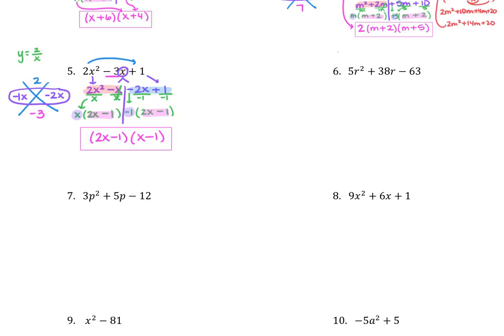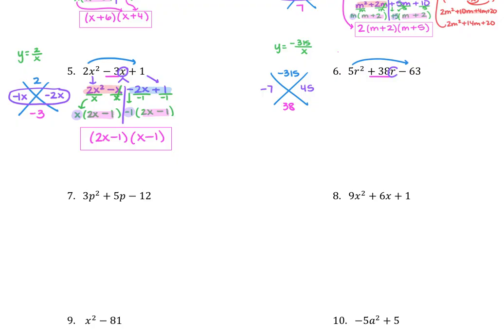They don't have anything in common, so I know that there's no GCF to pull out. I'm going to go to my next step where I'm going to multiply A times C. 5 times -63 gives me -315, and I want it to add to give me 38. I'm going to go to my calculator, type in y equals -315 divided by x, and I'm going to look for two numbers side by side that add to give me 38. That is going to be -7 and +45.